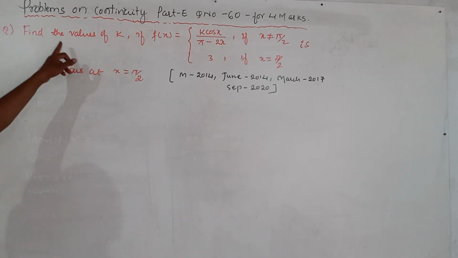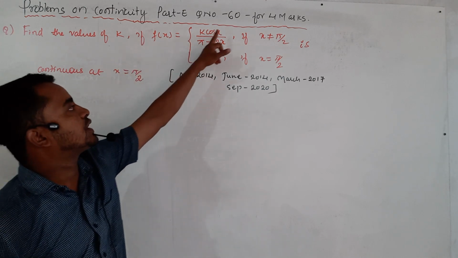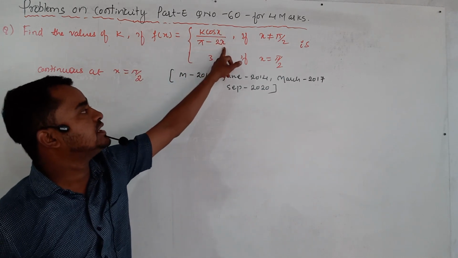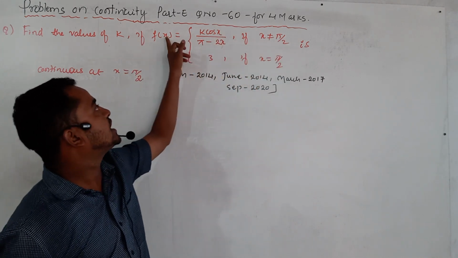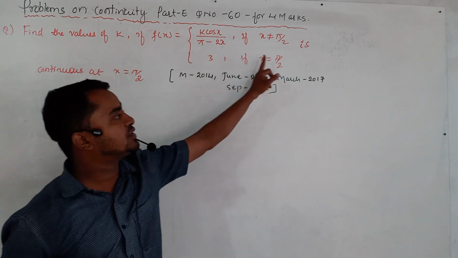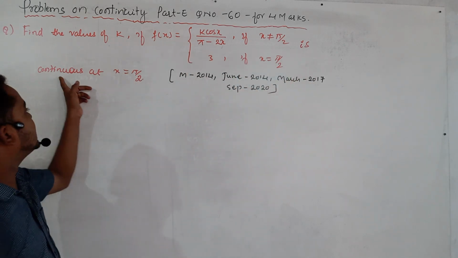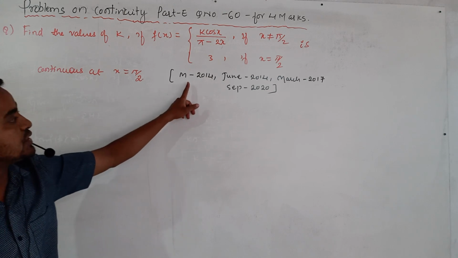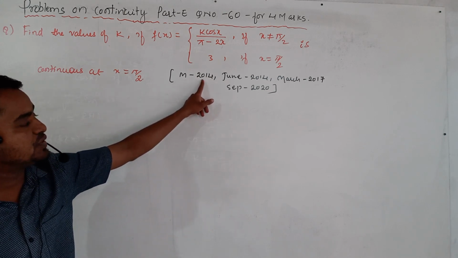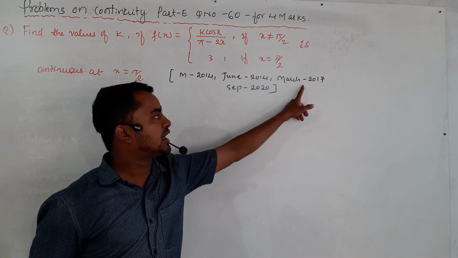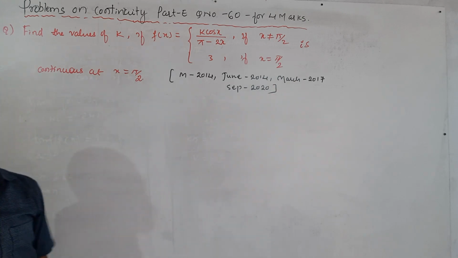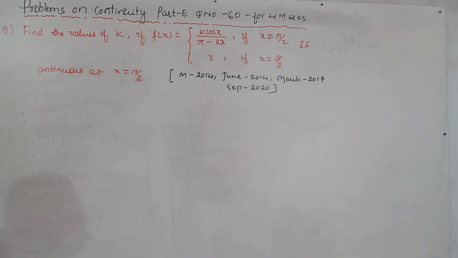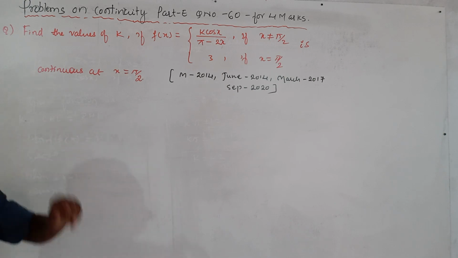Find the values of k if f of x is equal to k cos x divided by pi minus 2x if x is not equal to pi by 2, and f of x is equal to 3 if x is equal to pi by 2, is continuous at x is equal to pi by 2. This question has been asked in March 2014, June 2014, March 2017 and September 2020. Very important problem.